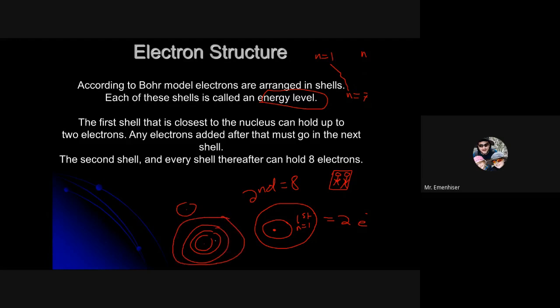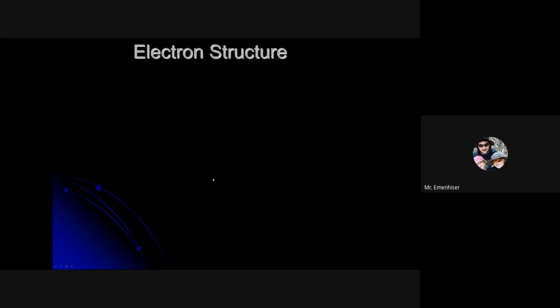So the first shell can hold 2, and then after that it's 8. And that's a simplification, but it works. I'm trying to make this kind of easy for us. First shell can hold 2. After that it's 8. Okay, so let's draw some electronic structure for some atoms.